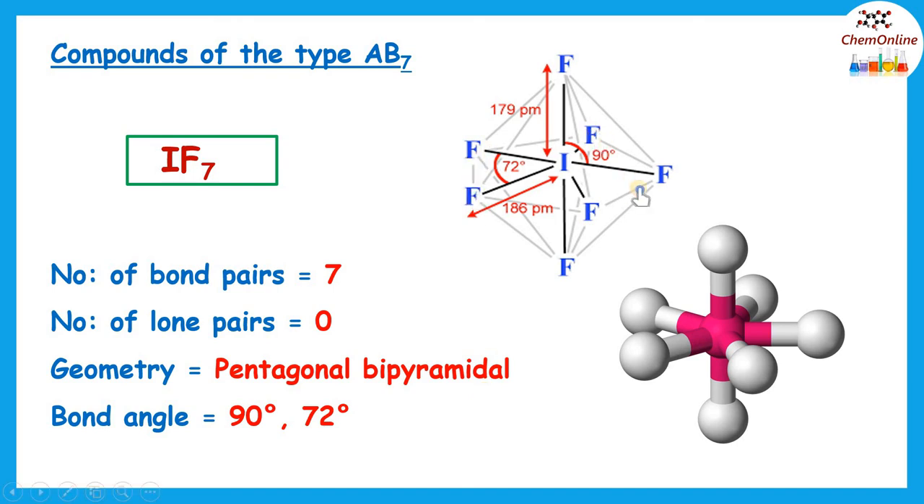And the fluorine atoms in the pentagonal plane will make a bond angle of 72 degree. And the angle between an axial fluorine atom and a fluorine atom in the pentagonal plane will have a bond angle of 90 degree. Here you can see that there are two axial fluorine atoms, one above and the other below the plane, and the remaining fluorine atoms lie in the plane of the pentagon. The structure will be pentagonal bipyramidal.